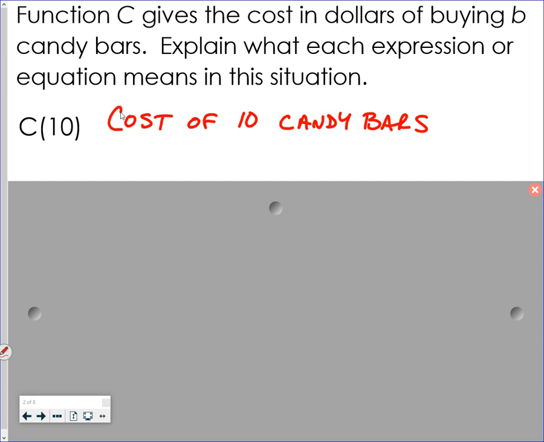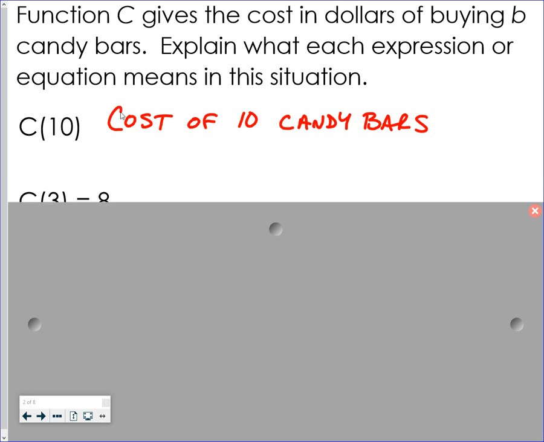Now, this wasn't an equation. It doesn't tell me how much they cost. It doesn't give anything with an equal sign. That's all I can write here. It's just the cost of 10 candy bars was the entire expression.